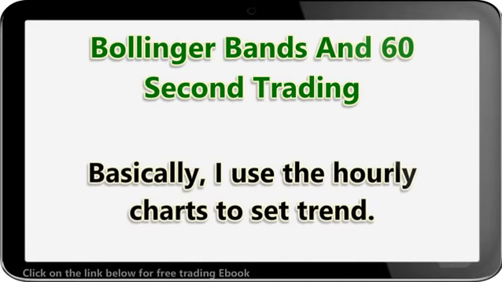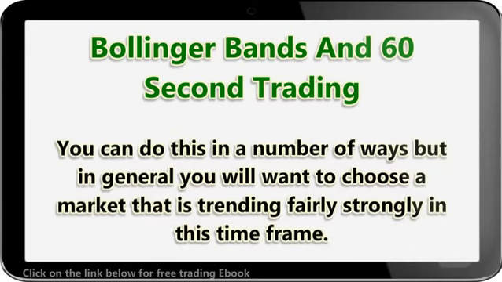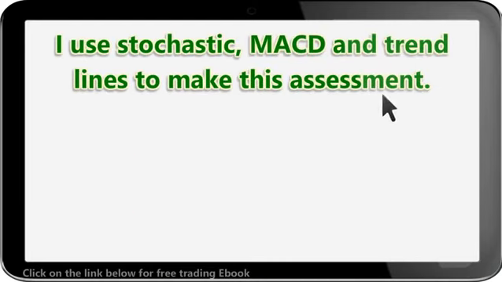Basically, I use the hourly charts to set trend. You can do this in a number of ways, but in general you will want to choose a market that is trending fairly strongly in this time frame. I use stochastic, MACD and trend lines to make this assessment.